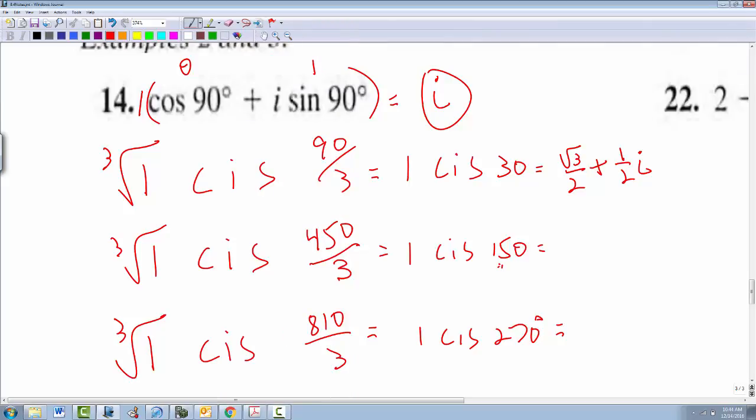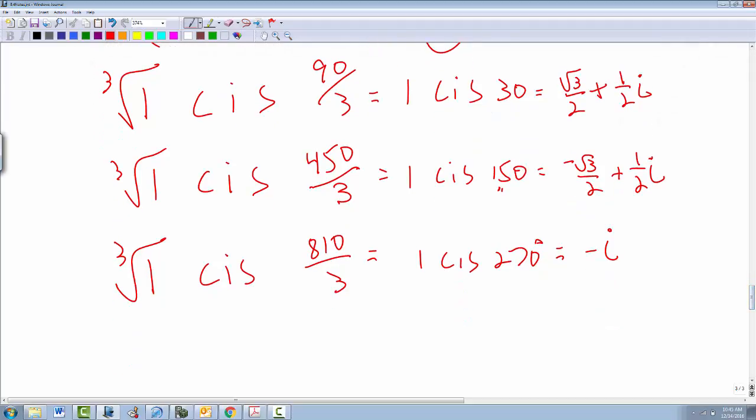Now, I'm not going to do this for the rest of these, but just for giggles, what's the cosine of 150? It's negative root 3 over 2, right? What's the sine of 150? It's actually positive 1/2, right? Quadrant 2. This cubed will equal i. Then this is special. What's the cosine of 270? 0. What's the sine of 270? Negative 1i. So negative i cubed should also equal i.